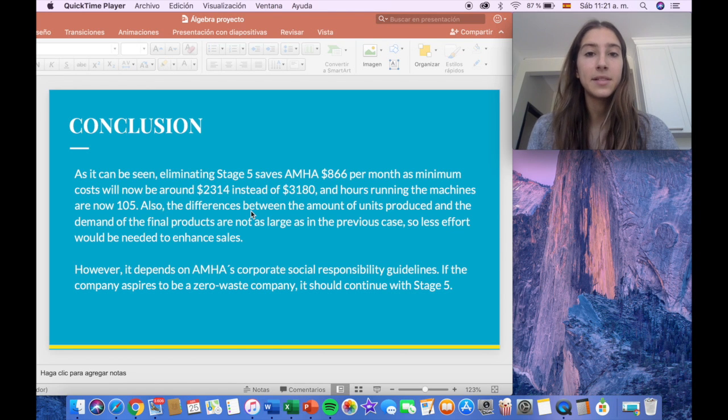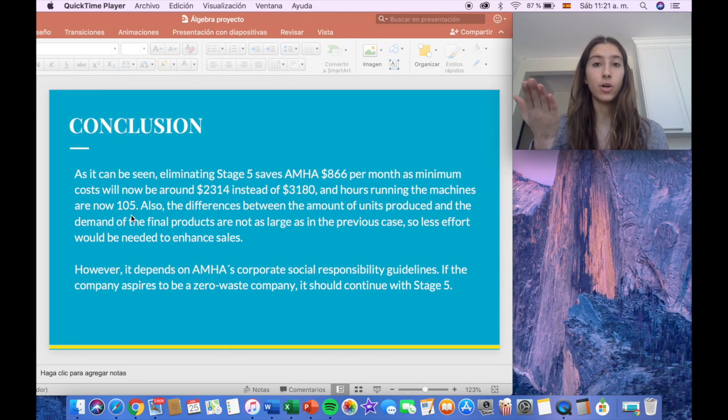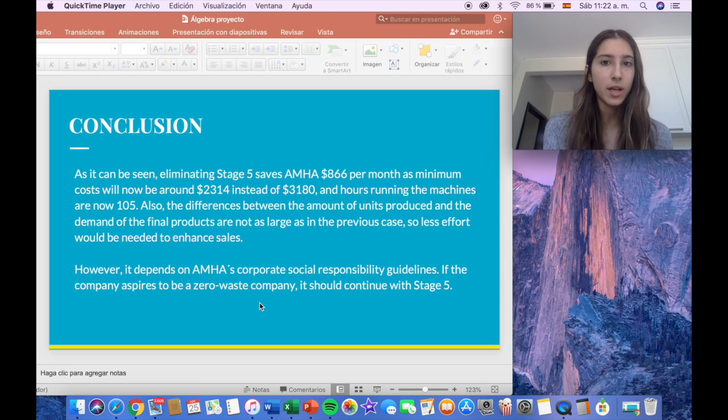As can be seen, eliminating stage 5 saves AMHA $866 per month, and the hours to run the machines are now 105. Also, the difference between the amount of units produced and the demand for final products is not as large as in the previous case, so less effort will be needed to enhance sales. However, it depends on AMHA's corporate social responsibility and its willingness to become a zero-waste company by continuing to recycle yarn in stage 5.